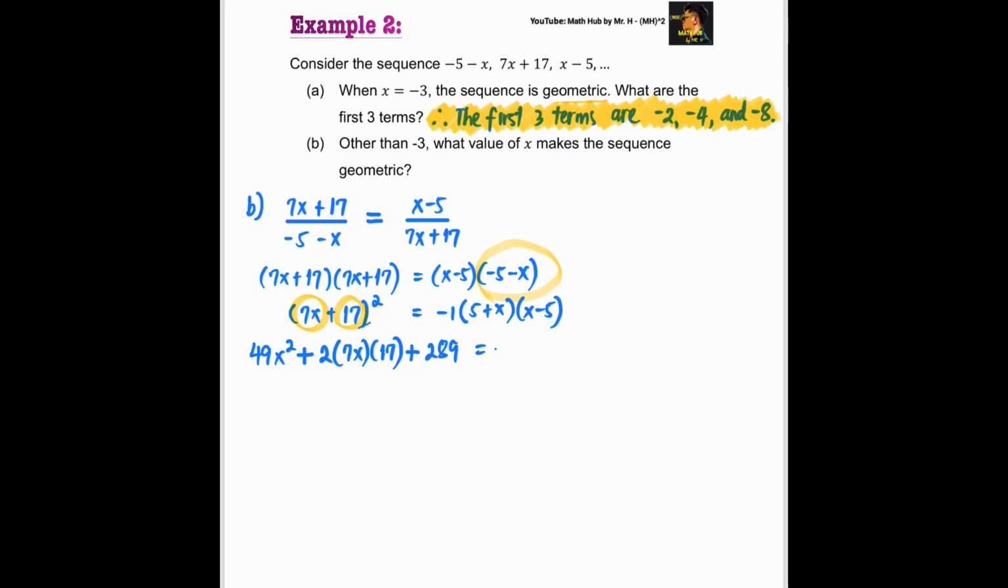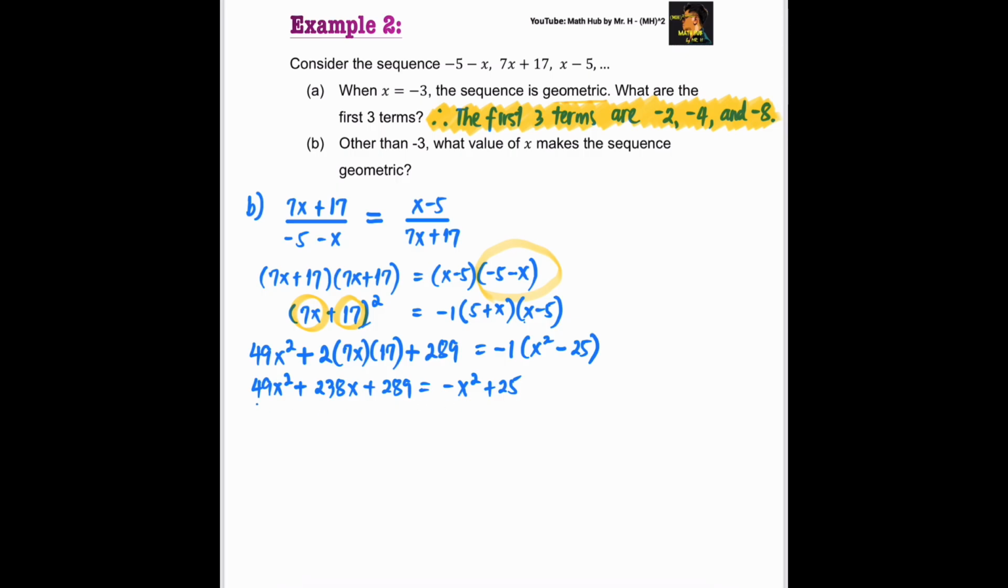Equals -1 times the product of these two, difference of two squares. So we just take x times x is x squared. And the sign is always negative in the middle. And 5 times 5 is 25. All right, and then we simplify from here. So we have 49x squared, 238x, plus 289 equals -x squared plus 25.